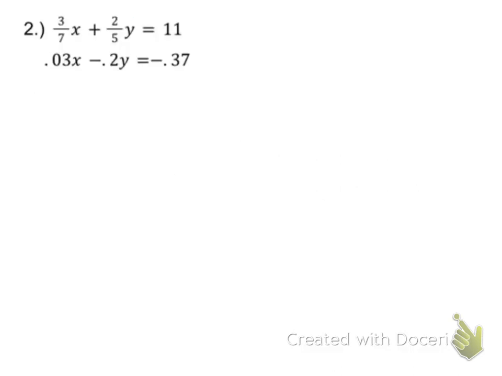So the next problem is this. It's 3/7 x plus 2 over 5y equals 11, and 0.03x minus 0.2y equals negative 0.37. Each one of those individually is what we just had to handle. But unfortunately, how many variables are in it? 2. And the only way that you're allowed to solve for an x and a y, or 2 different variables, is if you have 2 equations.